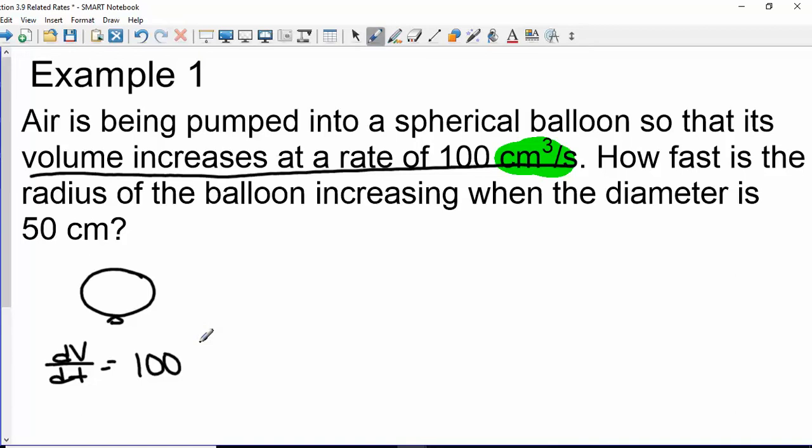Always double check that your units are consistent. This is cubic centimeters, this is centimeters, so we're all good. But if I give you something in centimeters and something in meters, we need to make them match before we work the problem.